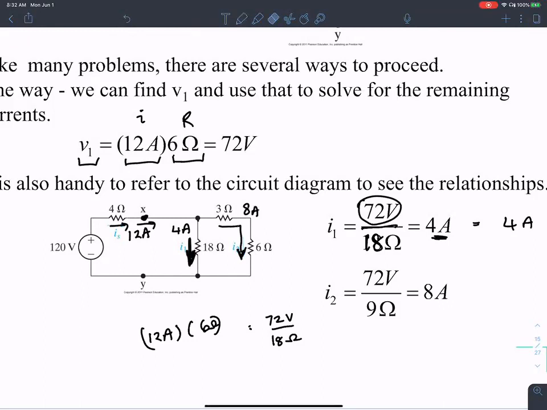In the next set of slides, I'll probably show you a more formal way of finding how the total current is split between two parallel paths. Questions so far, please?